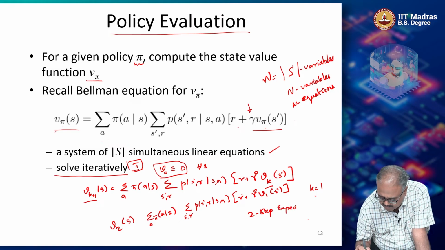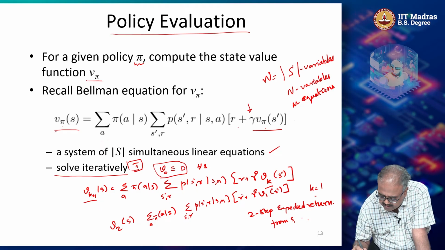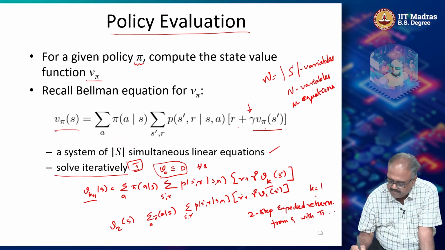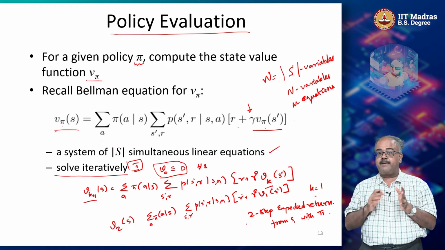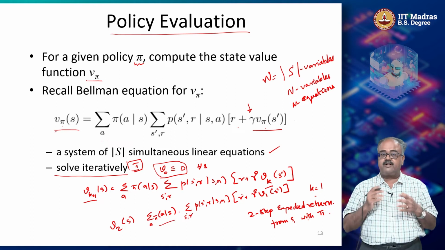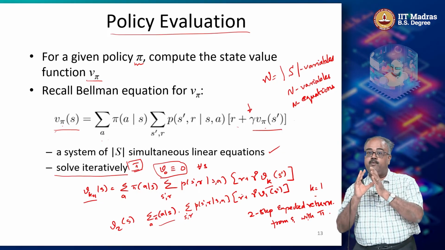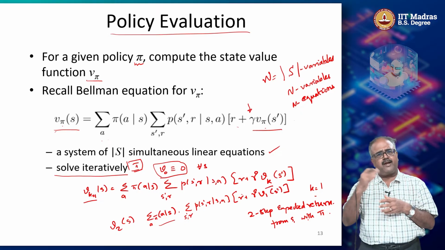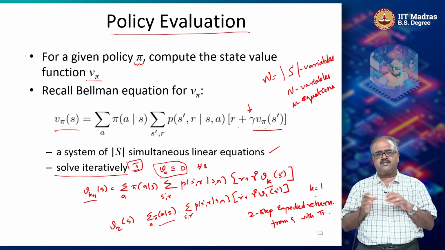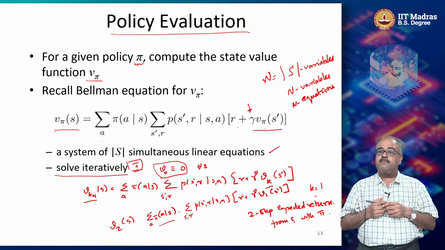expected return from S with the policy being pi, because V1 of S prime is already assuming you are taking actions according to policy pi from S prime, and here we are making the assumption you are taking action according to policy pi from state S also. So now I used my one-step expected reward and use that to compute my two-step expected return. I don't worry about what happens after my second step. I'm just stopping at the second step here. So that's basically the second iteration of my policy evaluation.